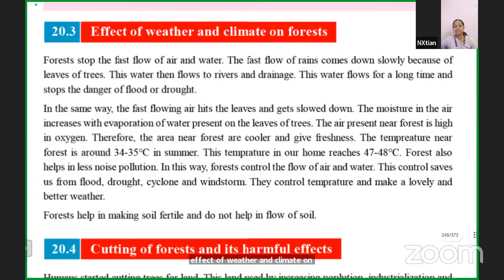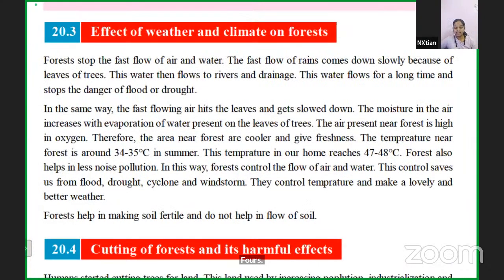Now, forests stop the fast flow of air and water. The fast flow of rains come down slowly because of leaves of trees. This water then flows to rivers and drainage. This water flows for a long time and stops the danger of flood or drought. In the same way, fast flowing air hits the leaves and gets stored.